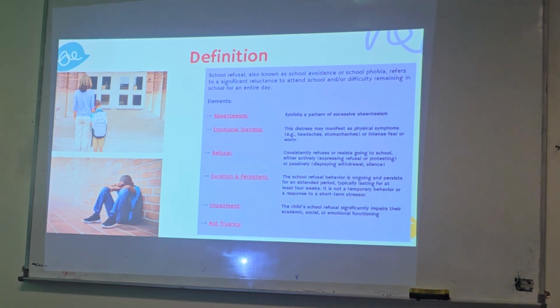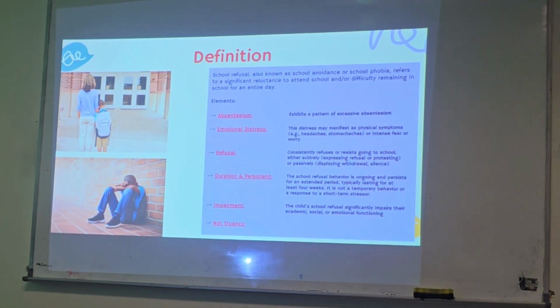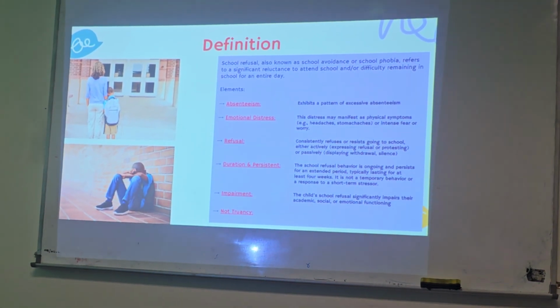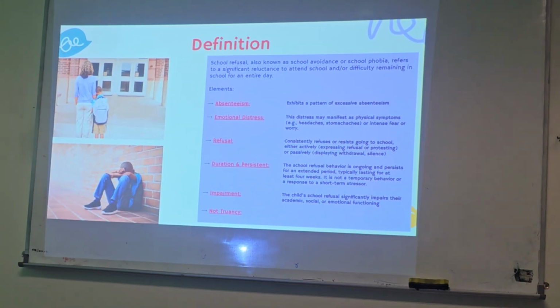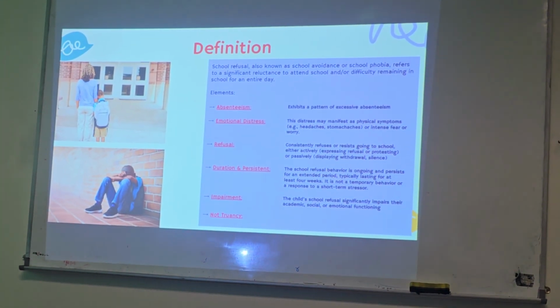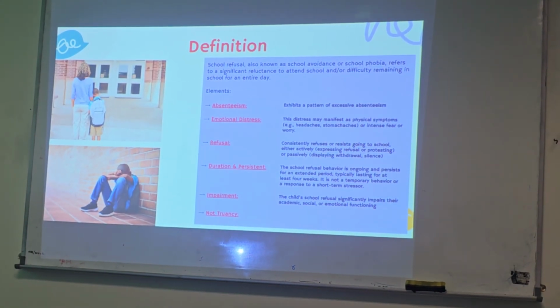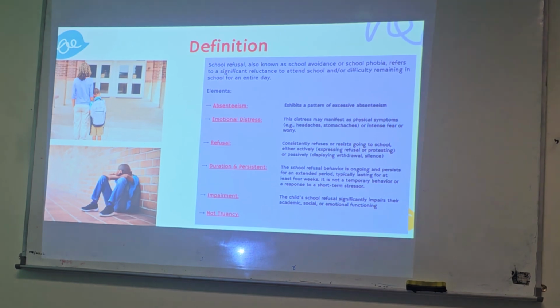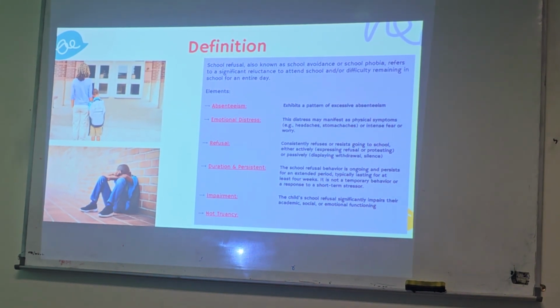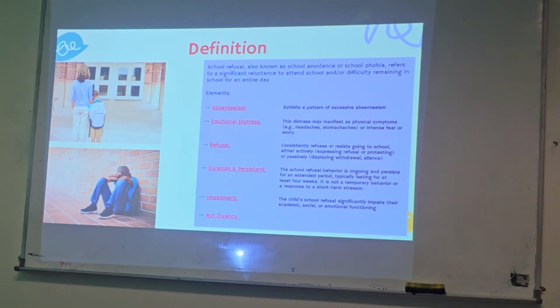We also have to rule out truancy. Truancy is, like I said before, when the child doesn't want to go to school because he wants to do more pleasurable activities outside of school, or sometimes there are some rebellious activities they want to engage in instead of going to school.